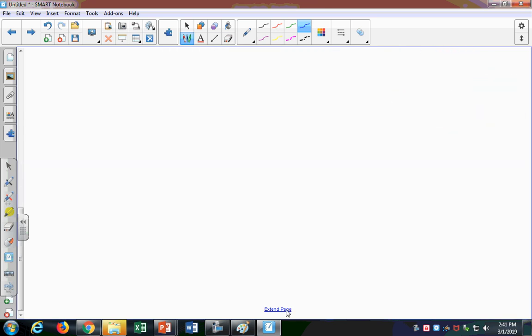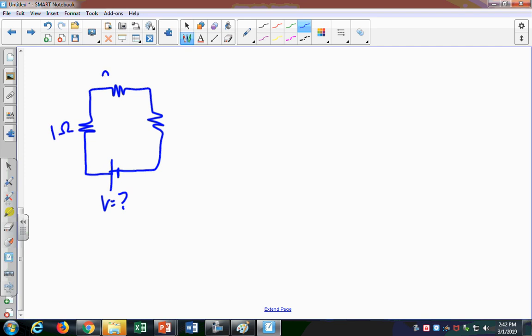Let's say that I have a circuit and I don't know what the voltage is. But let's say that I want to know what the voltage is. And I tell you that there are some resistors out here that are 1 ohm, 2 ohms, and 3 ohms. And then I tell you one of the voltages. Let's say that the voltage over here is 12 volts. And I want to know what is the voltage on the battery.